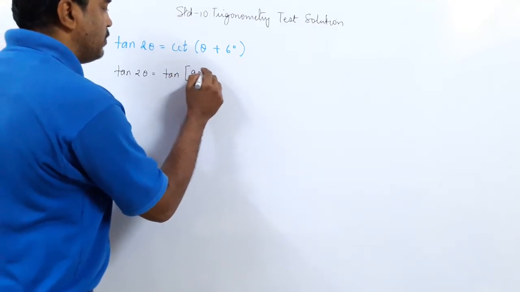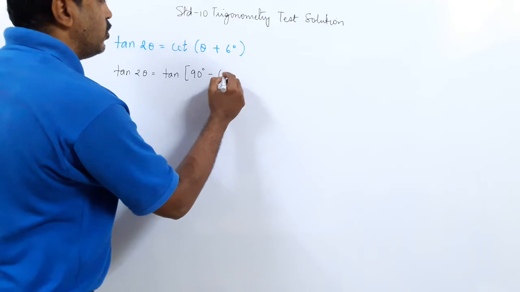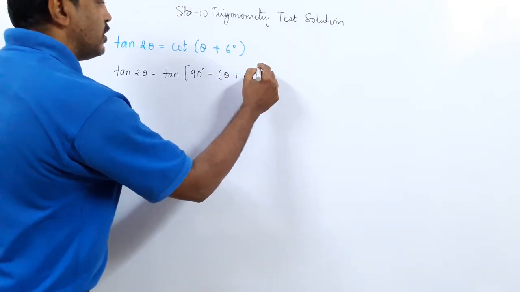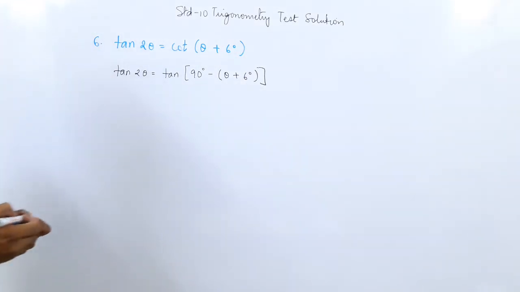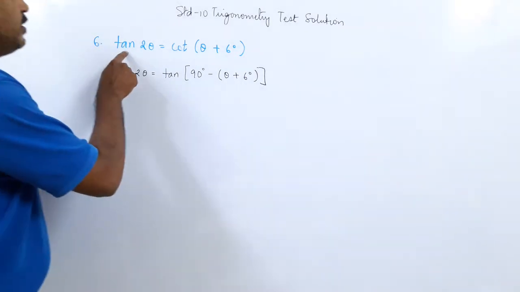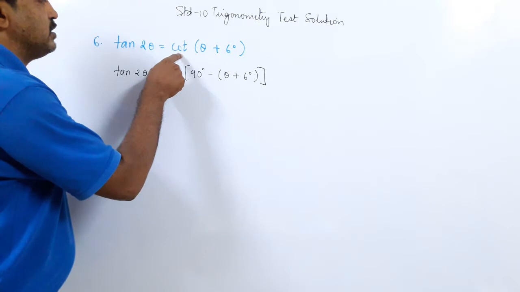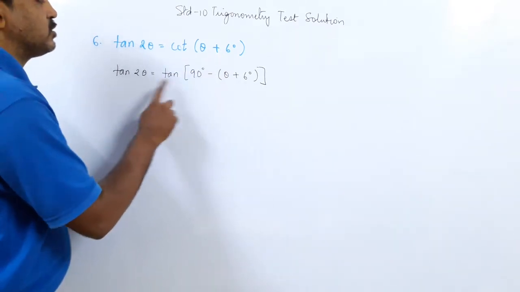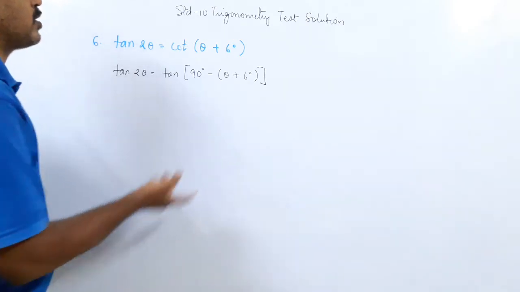90 degree minus theta. So what is our theta here? The whole angle, theta plus 6 degree. So understand this step thoroughly. There is a tan here and a cot here. So I convert this cot into tan. I know tan 90 minus theta is cot theta, or tan 90 minus alpha is cot alpha.